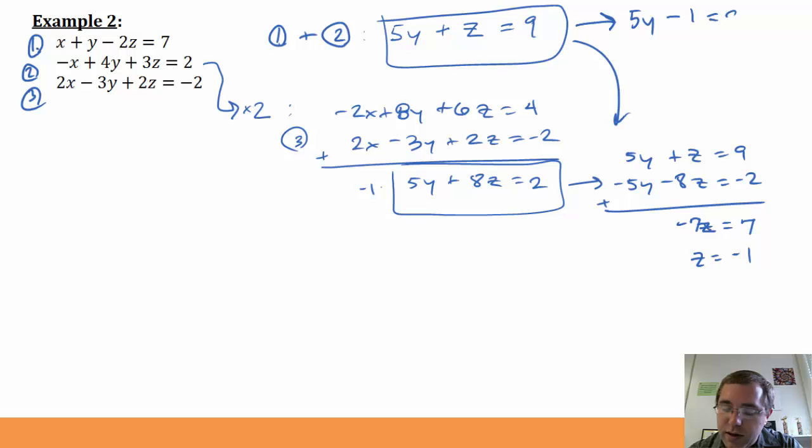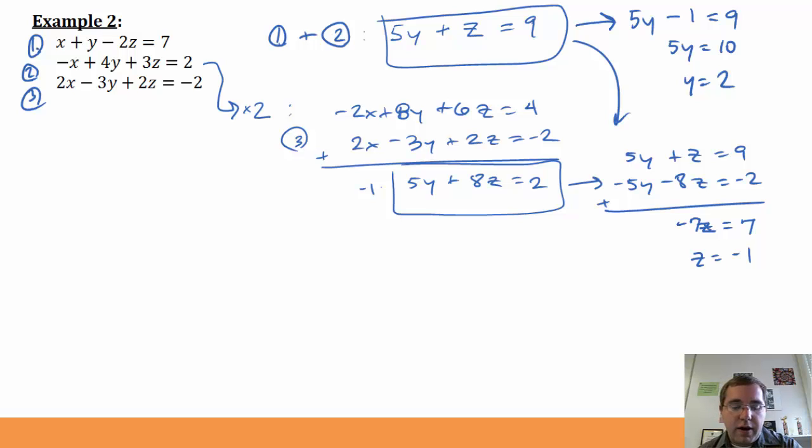Now minus 1 equals 9. So 5y equals 10, and y equals 2. I could plug it into the other boxed-in equation down on the bottom, and I would get the same value. So I've got y is 2, z is negative 1.